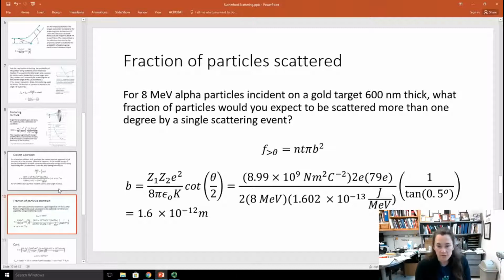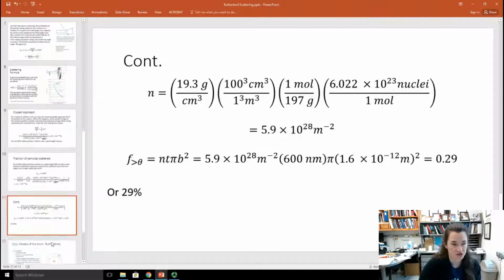So I have 8.99 times 10 to the 9th, that's my Coulomb constant, 1 over 4π epsilon naught, times the product of the two charges, 2e and 79e, divided by 2, divided by the kinetic energy of the incident particle, 8 mega electron volts, converted over to joules, and then the cotangent is just 1 over the tangent, and half the angle would be 0.5 degrees. So if I plug all that in, then I get b is equal to 1.6 times 10 to the minus 12 meters.